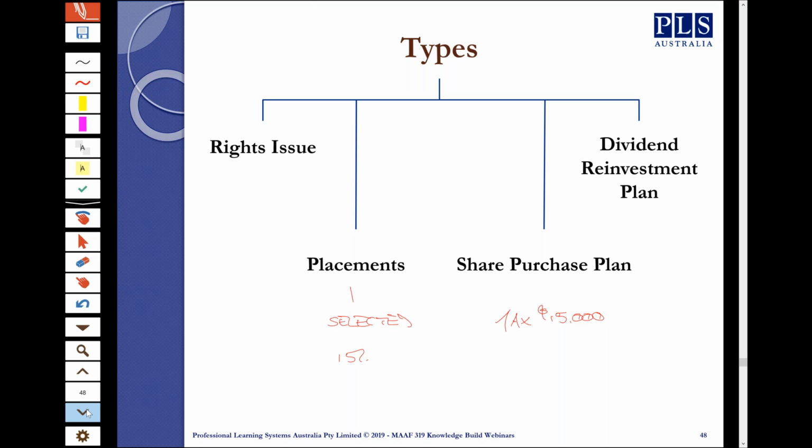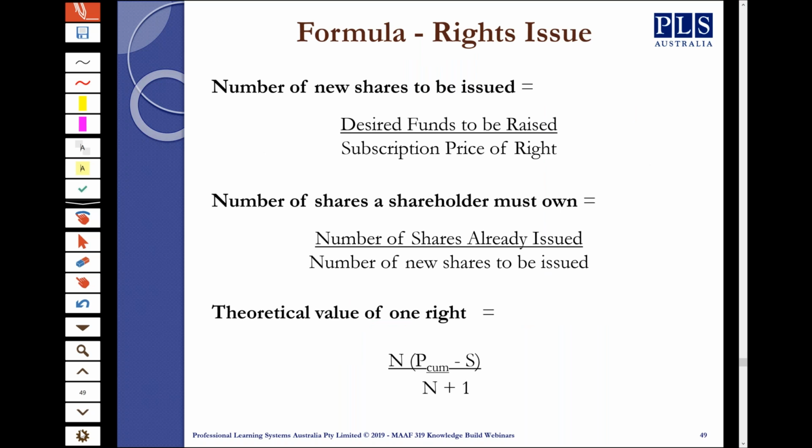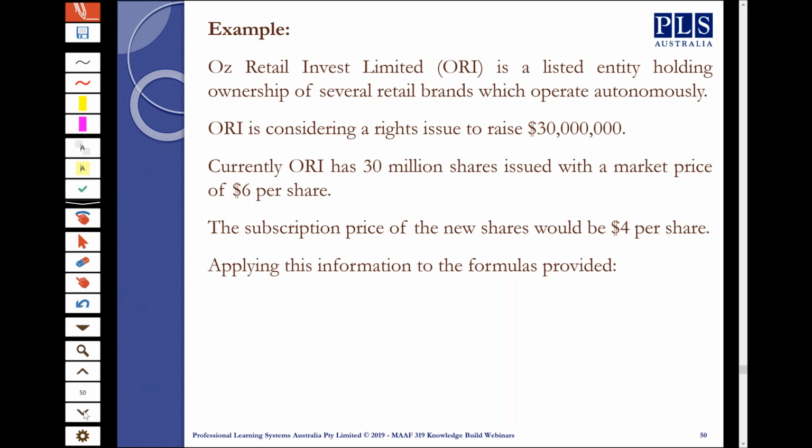Of course, as you consider that, just note with the rights issue area, and without us getting too caught up in this in detail, the Institute does show you some formulas with respect to the number of new shares to be issued and the number of shares a shareholder must own, along with a theoretical value of one right, which if they want to do something a little bit left field for 3 to 4 marks, this could be of interest. So my base example, Oz Retail, listed entity holding ownership of several retail brands. They're considering a rights issue to raise 30 million. They currently have 30 million shares issued with a market price of $6 per share. The subscription price on new would be $4.